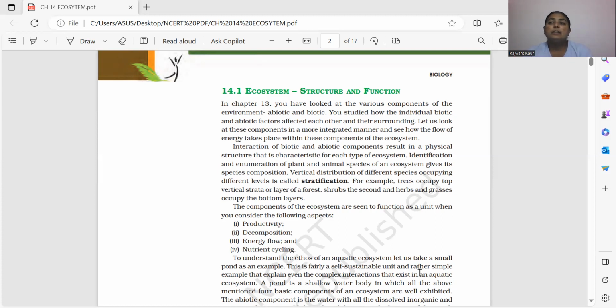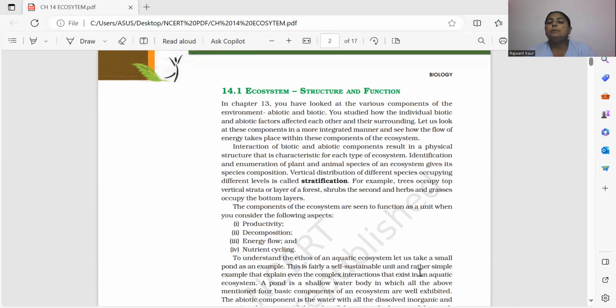And biotic factors are the living organisms. These may be the species of the flora as well as the fauna. So both of these abiotic and biotic factors interact with each other, and they work in an integrated manner, and they constitute the ecosystem. So as you know, the interaction of the biotic and abiotic components finally forms the physical structure, and this is the characteristic of each ecosystem.